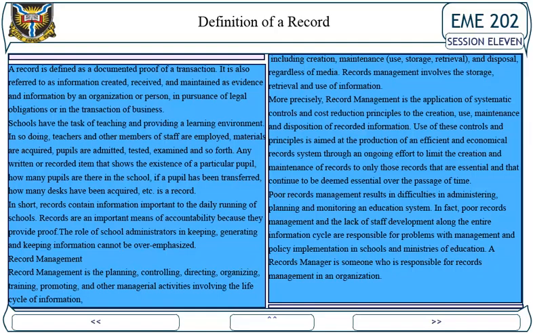Schools have the task of teaching and providing a learning environment. In so doing, teachers and other members of staff are employed. Materials are acquired, pupils are admitted, tested, examined, and so forth. Any written or recorded item that shows the existence of a particular pupil, how many pupils are there in the school, if a pupil has been transferred, how many desks have been acquired, etc. is a record. In short, records contain information important to the daily running of schools.